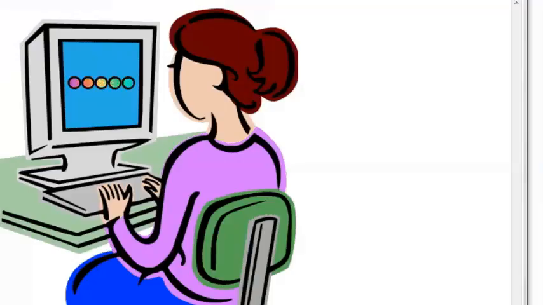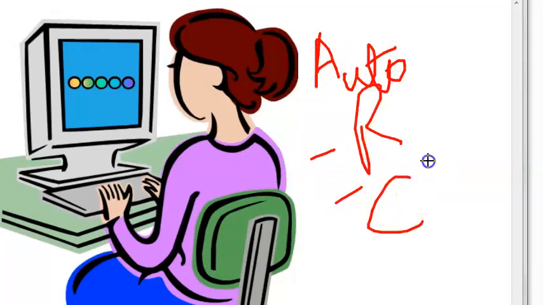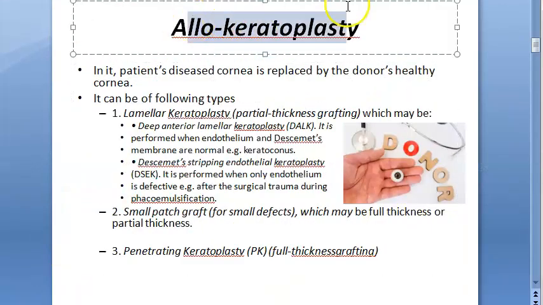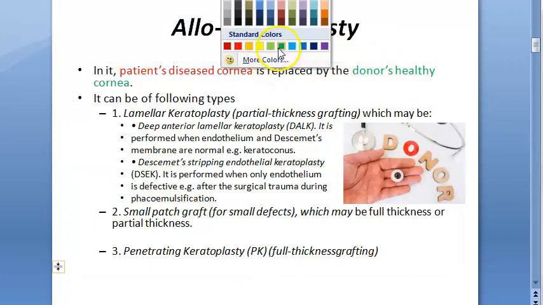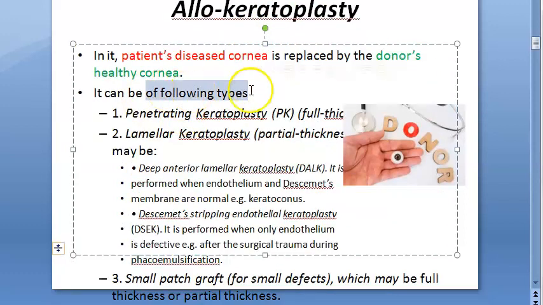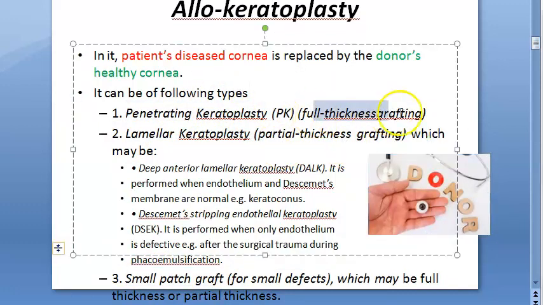How's it going, people? What are the two types you studied? In auto we studied two types: rotational and contralateral. Now let's move on to allografting, allokeratoplasty. Here the patient's diseased cornea is replaced with the donor's healthy cornea, so somebody else's tissue. There are many types under this: penetrating keratoplasty, lamellar keratoplasty and small patch graft. Penetrating keratoplasty means full thickness grafting, all the layers of cornea are getting replaced.